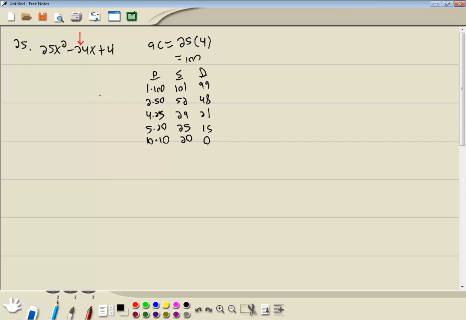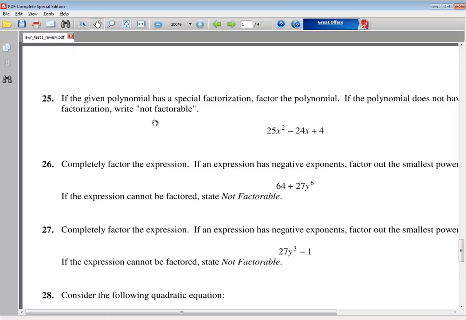Add them. Subtract them. Okay, I don't see any mistakes anywhere, which means it's prime. I personally like this term the best. Prime means you can't factor it. Now, they're referring to it as not factorable. And I don't care which one you use.